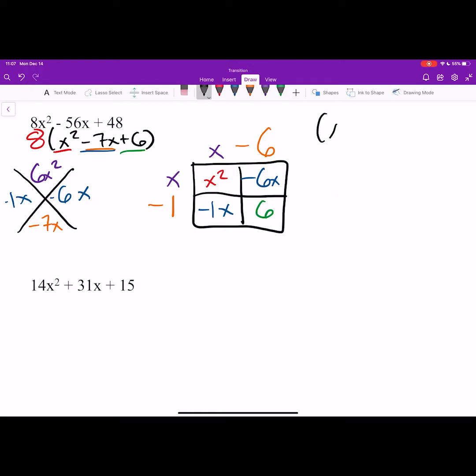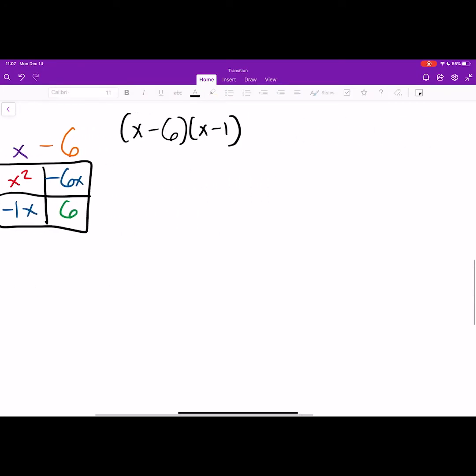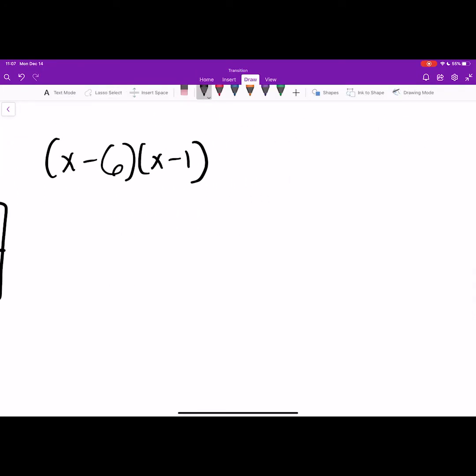I'm going to write my answer as two binomials, two terms multiplied together. The quantity x minus 6 times the quantity x minus 1. Now to solve for the zeros, I set this equal to 0. Then I'm going to use the zero product property to write two equations. One that says x minus 6 equals 0, and another that says x minus 1 equals 0.